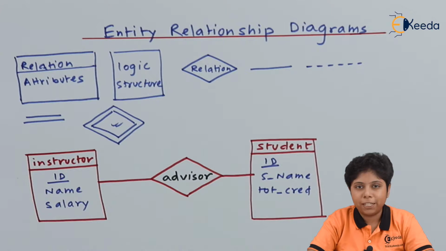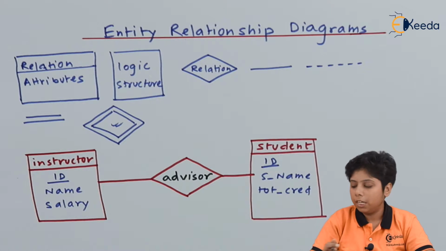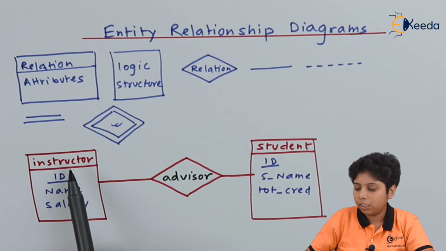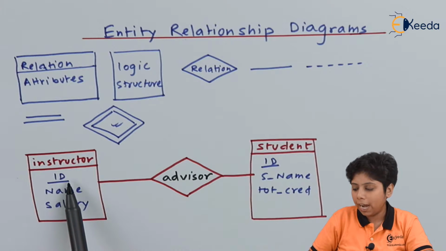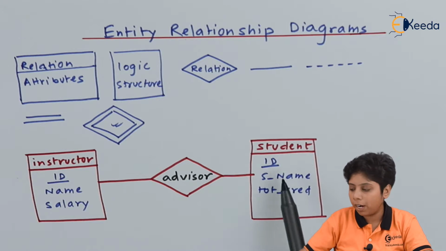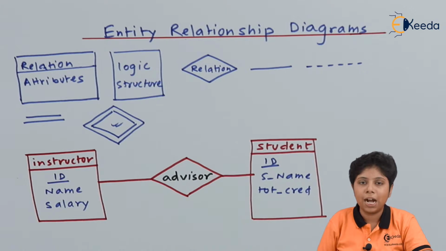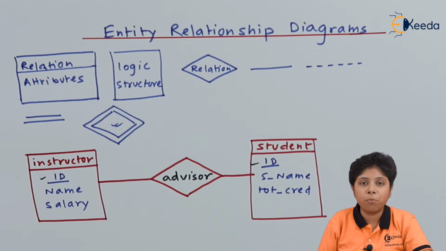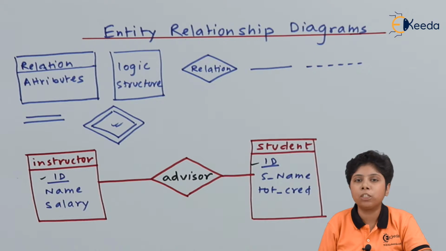Now, in this example that we are talking about, we are considering an instructor relation that has a relation with the student relation. The instructor relation is represented by a divided rectangle with instructor as the relation name and ID, name and salary as the attribute names. The same goes for the student, where ID, name and total credits are the attributes. Here we can see that I have underlined the primary key of each of these relations. You can also underline a group of keys if there is a group of keys for the primary key.